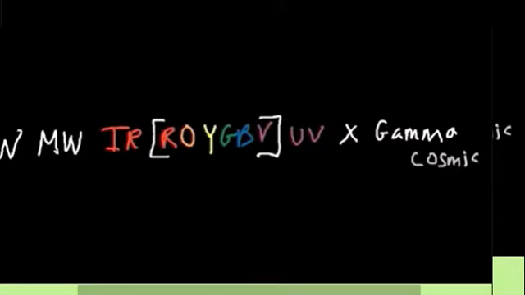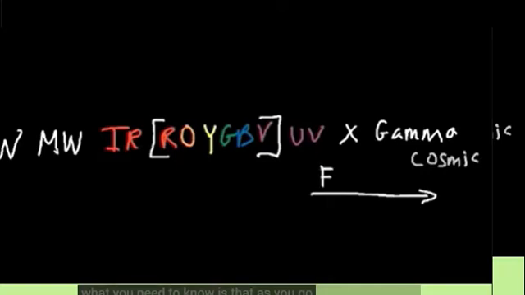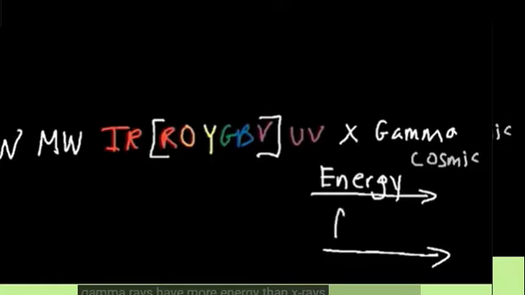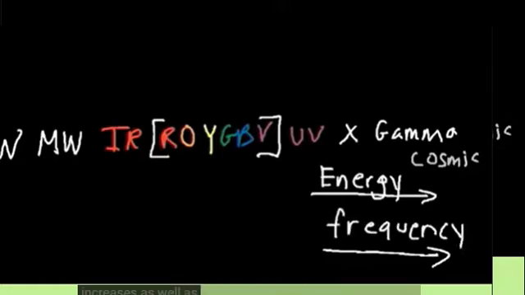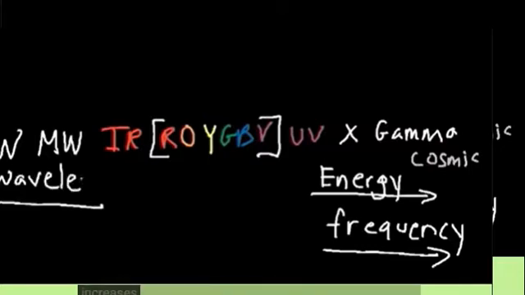What you need to know is that as you go to the right, the energy increases. So gamma rays have more energy than X-rays. As you go to the right, the frequency increases, so ultraviolet light has a higher frequency than infrared. As you go to the left, the wavelength increases. So radio waves are longer than microwaves.